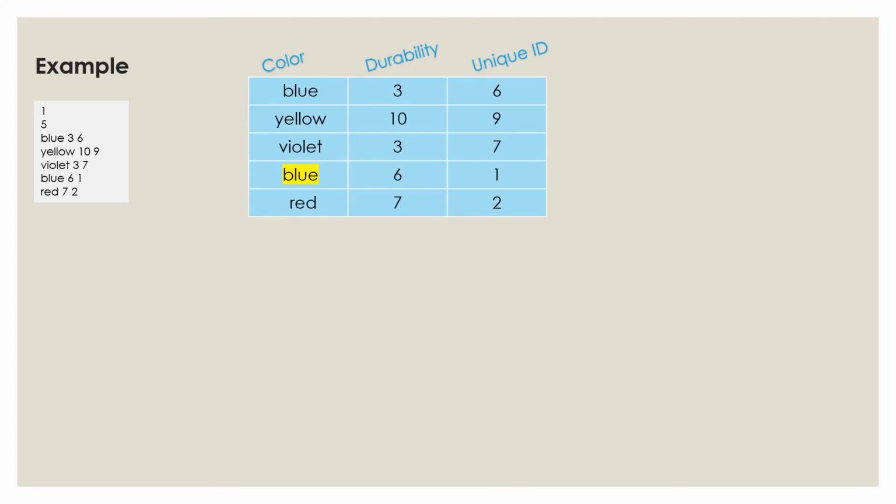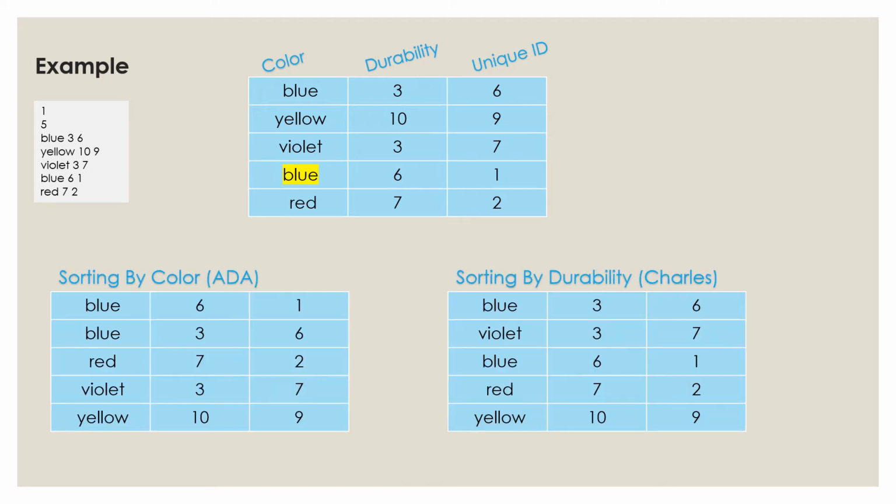Okay, now we have two same colors. So what happens now? Since the colors are the same, Ada will check the unique IDs, 1 and 6. So this fabric will come on top. So this blue 6 1 is followed by blue 3 6, and the remaining remain as they are.